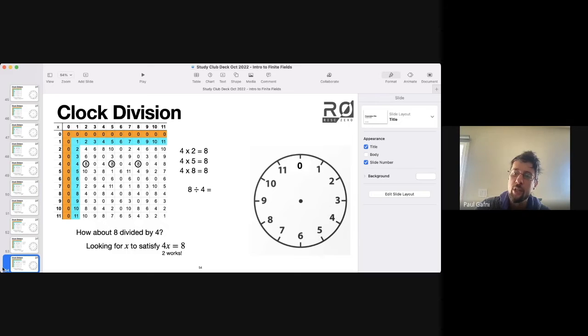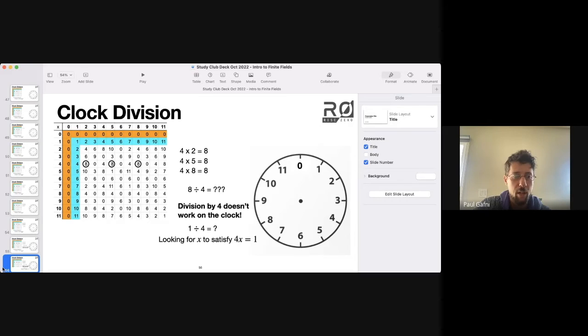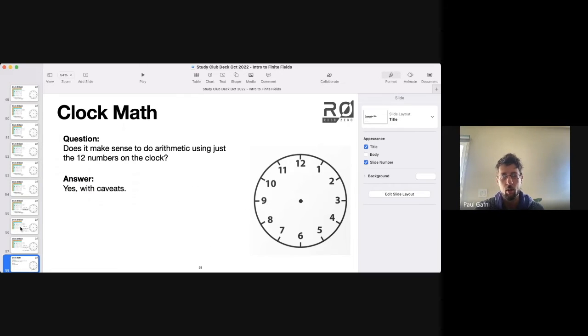So if I try to do the arithmetic question of 8 divided by 4 on this particular clock, I end up confused: 8 divided by 4 seems to have multiple answers. And on the other hand, 1 divided by 4 doesn't have any answers at all. So we've now seen some caveats. Does it make sense to do arithmetic on this clock? The answer is yes. You can do addition, subtraction, and multiplication, but division doesn't really work here.